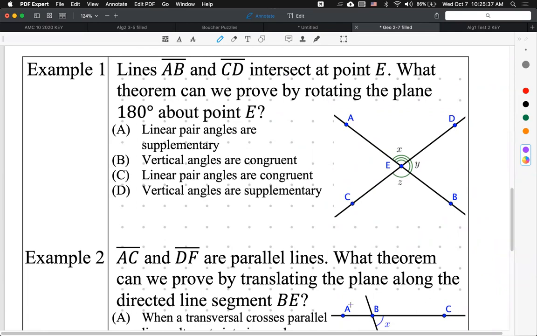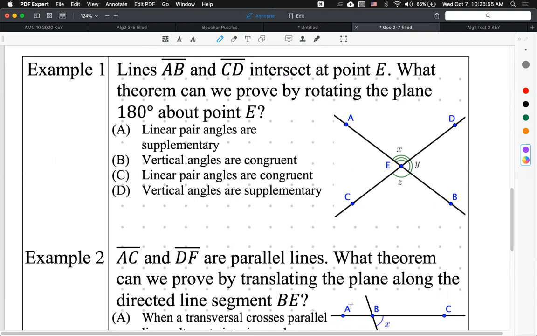Linear pair angles are supplementary, which is a theorem that we learned. If I add up the pair of linear angles, they add up to 180 degrees. So that is a valid theorem. Some of these are just theorems that don't make sense. Vertical angles are congruent. Again, the valid theorem. Linear pair angles are congruent. No, linear pairs are not congruent.